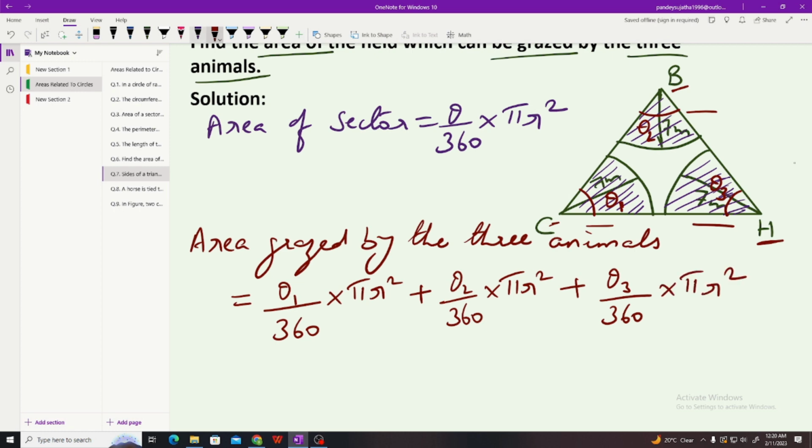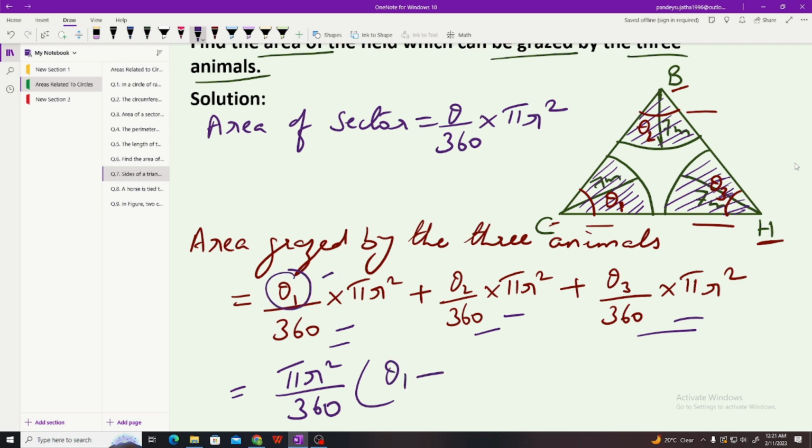Can you see in all three terms, first term, second term and third term, what is common in all these three? Pi r square upon 360 is common in all these three terms. So we have taken this common out. From the first term, we are left with theta 1. From the second term, we are left with theta 2. And from the third term, we are left with theta 3.